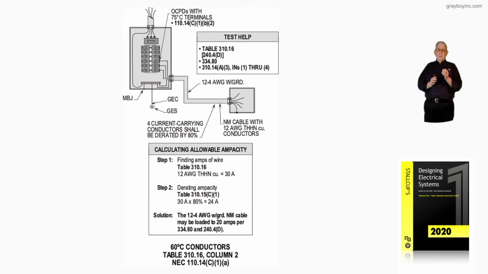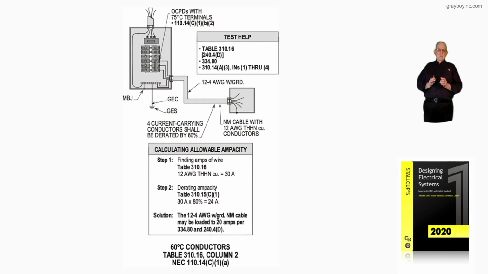And then 334.80, along with 110.14(C)(1), would allow the 90-degree column in Table 310.16 used to derate the ampacity of the conductor based upon its conditions of use back to a 60 or 75 degree connection to a terminal. And then 310.14(A)(3), items 1 through 4, is what engineers call the golden rule for determining the ampacity of a conductor, fully illustrated in Chapter 8 and 9 of Volume 1.